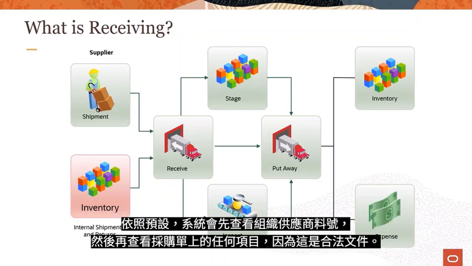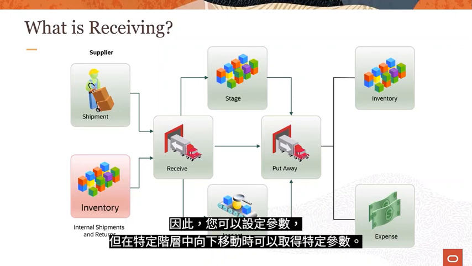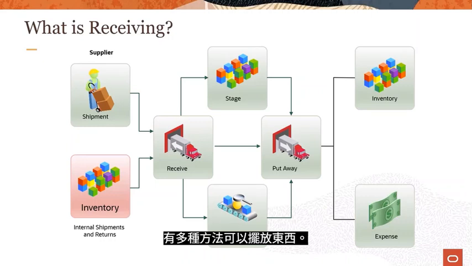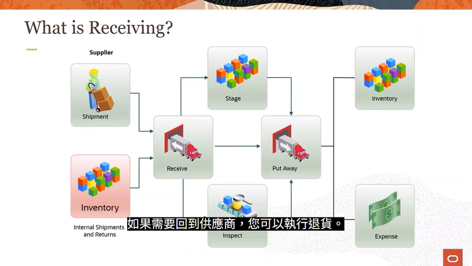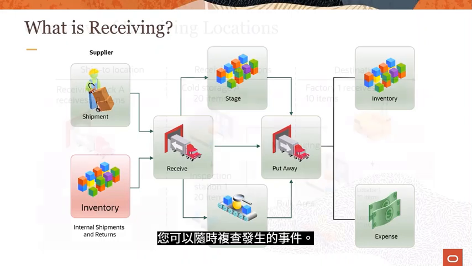As things default, the system looks first at the org, supplier, item, and then whatever's on the purchase order is going to win because that's a legal document. So you can set the parameters, but you can get specific as you go down in that particular hierarchy. Multiple ways to put things away, and we'll talk about those as we go. You can do a correction. If things need to go back to the supplier, you can do returns. You can always review what has happened.